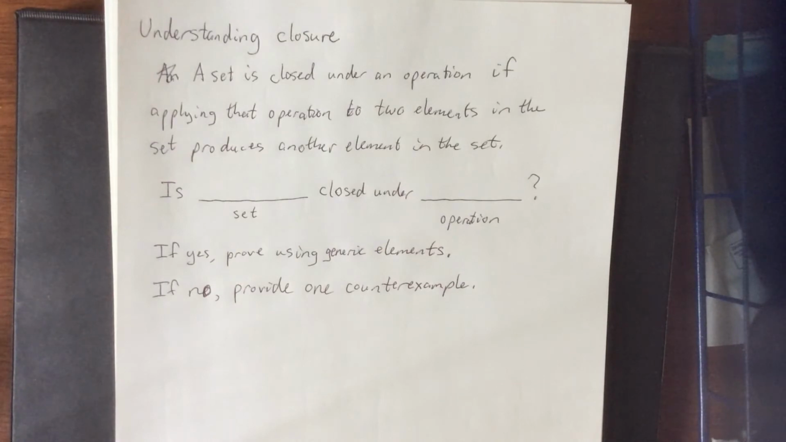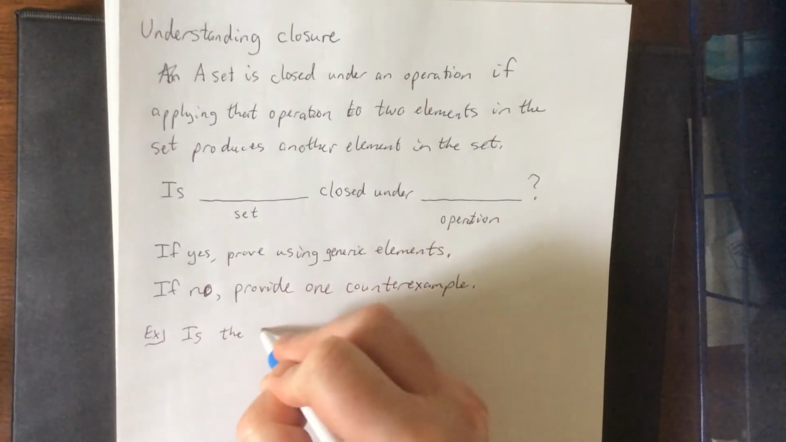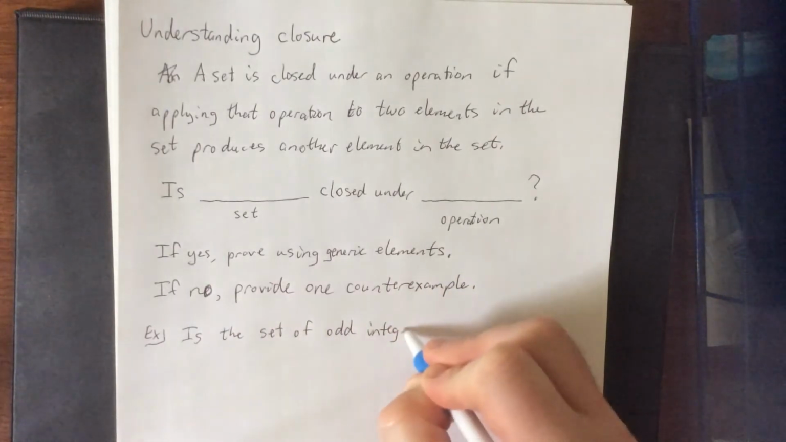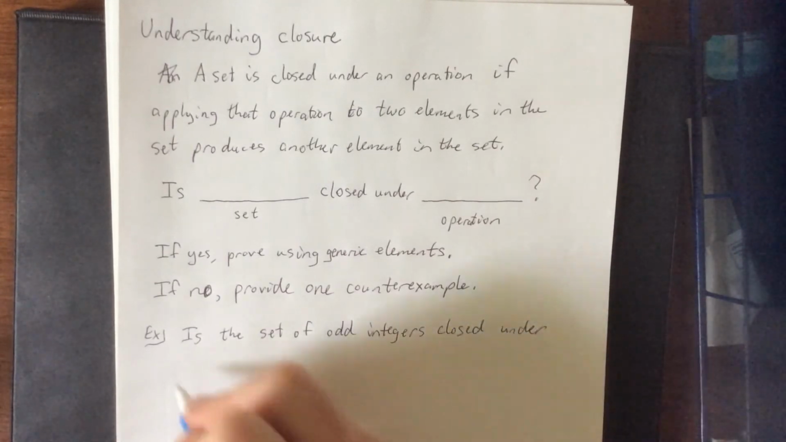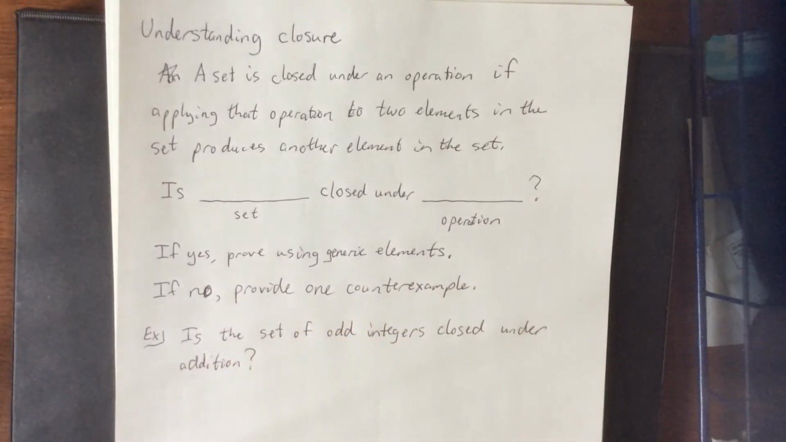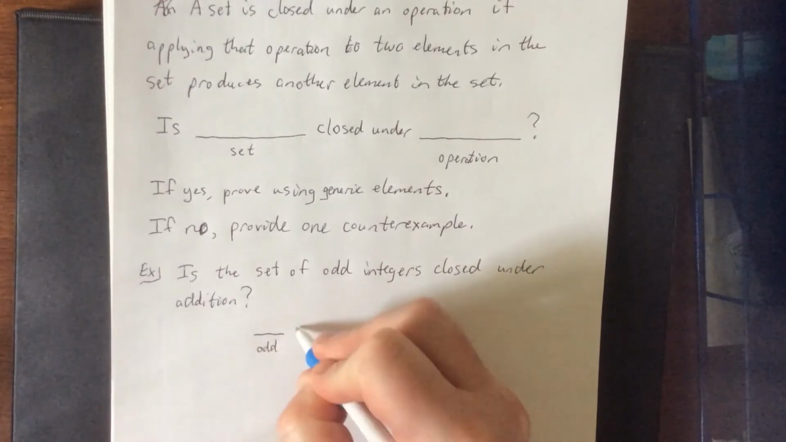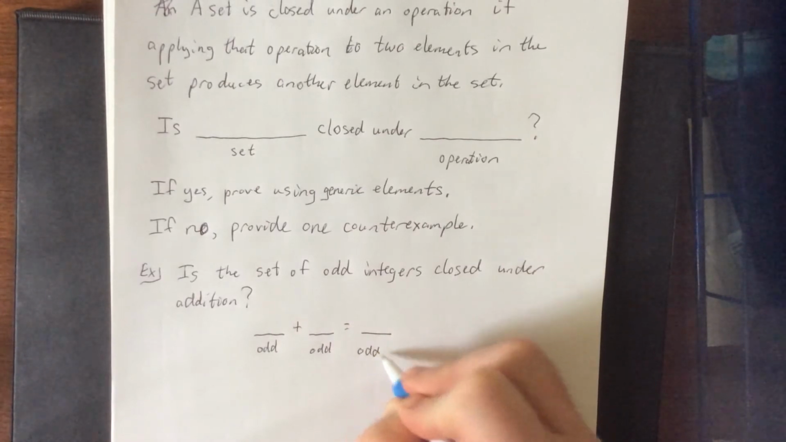Now that can be a rather daunting task. So let's try out a couple of examples. Is the set of odd integers closed under addition? What we're really asking here is, if I take an odd number and I add to it another odd number, will the result always be an odd number?